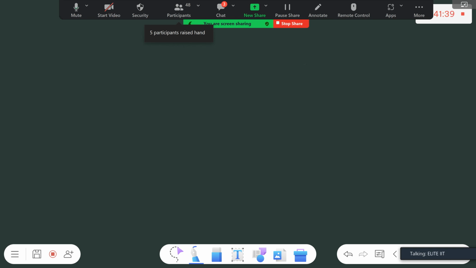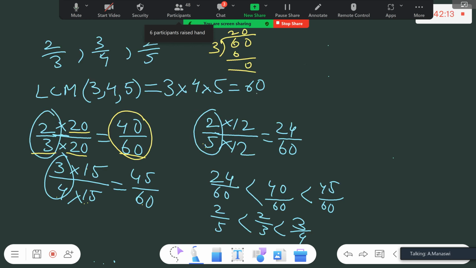Comparison of fraction. Just now we did the topic comparison of fraction, isn't it, Manasvi? What did you not understand? Descending order. Manasvi, can you see on the screen just now the question we did? This one you are saying?